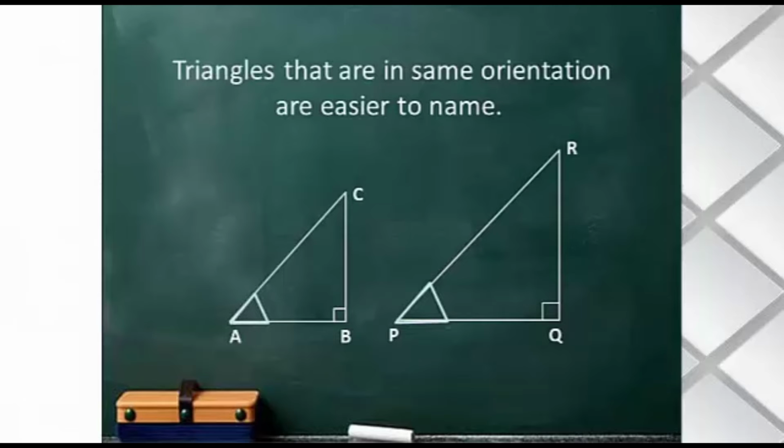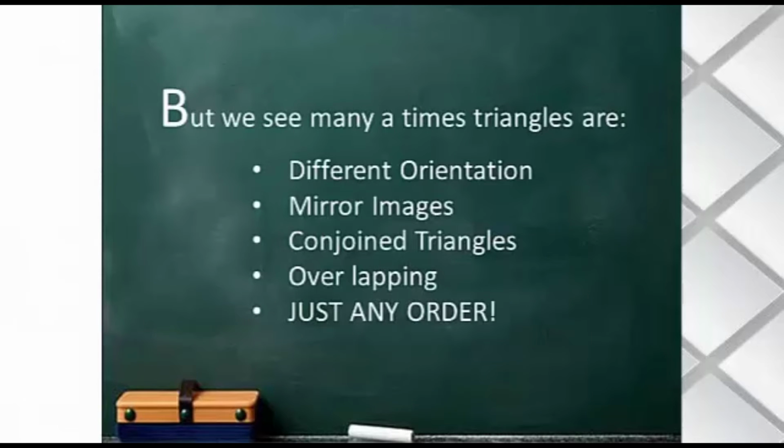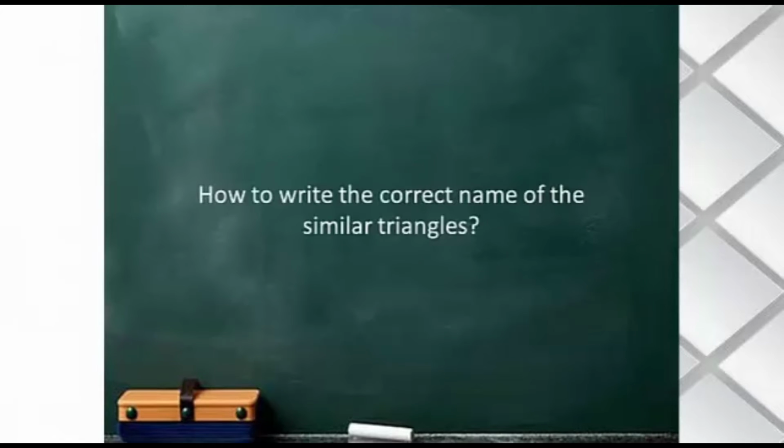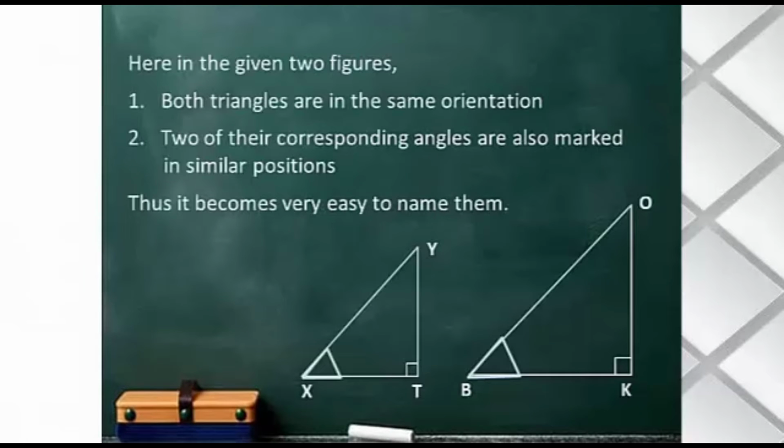Triangles that are in the same orientation are easy to name, but many times we see triangles in different orientations. They are mirror images, joined, overlapping, or simply in any random order. Hope this video helps you to understand the techniques and apply them in your solutions or proofs. How to write the correct name of the similar triangles.